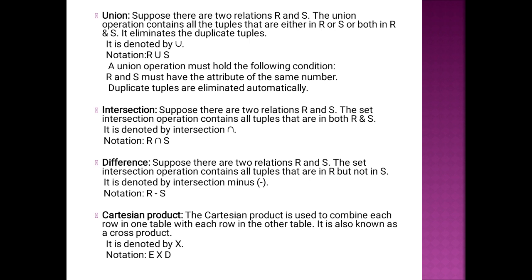I have given you the previous example. Suppose the table R has 1, 2, 3, 4 and 5 values, and S has 1, 2 and 3 values. So the common values in both the tables are 1, 2, 3. So intersection will extract 1, 2, 3.